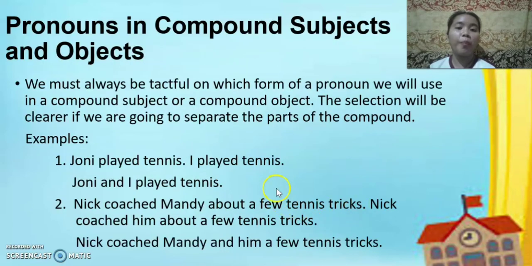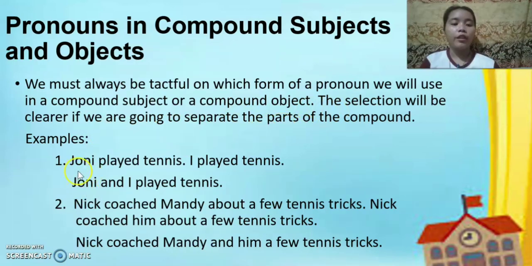Pronouns and compound subjects and objects. We must always be tactful on which form of a pronoun we will use in a compound subject or a compound object. The selection will be clearer if we separate the parts of the compound. So here, Joni played tennis. I played tennis. If we make it into a compound subject, Joni and I played tennis.